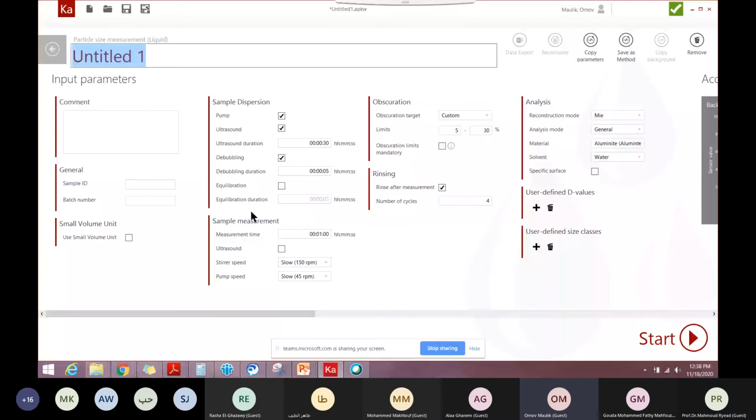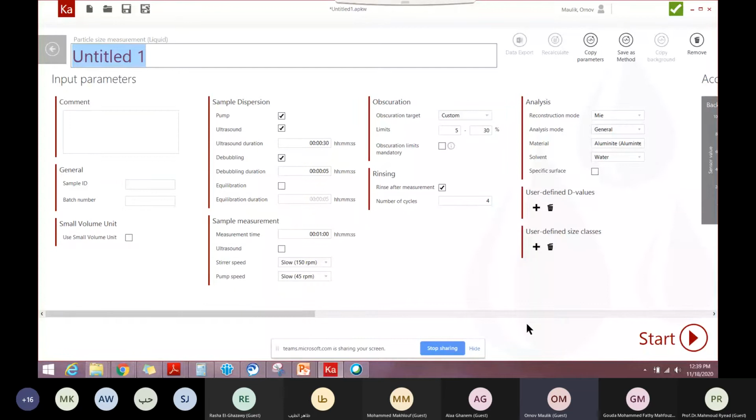Then you can set the measurement time and also the obscuration limit. Obscuration is related to the concentration of the particles, which can be suitably measured using the laser diffraction technique. It is called obscuration because it does not directly give you the concentration, but it gives you how much of the particles are obstructing the path of the laser light. Ideally it should be between 5 to 30%.